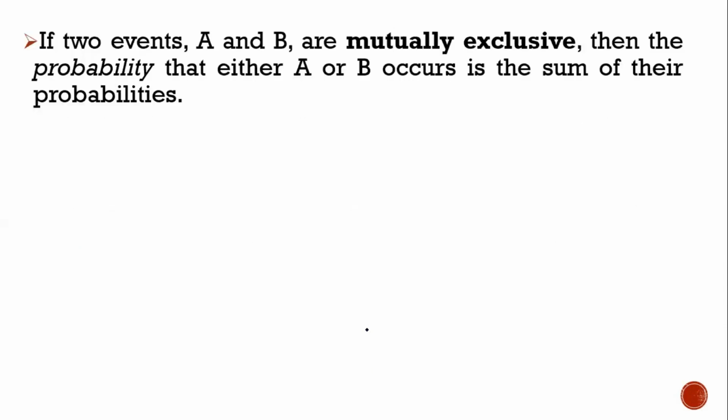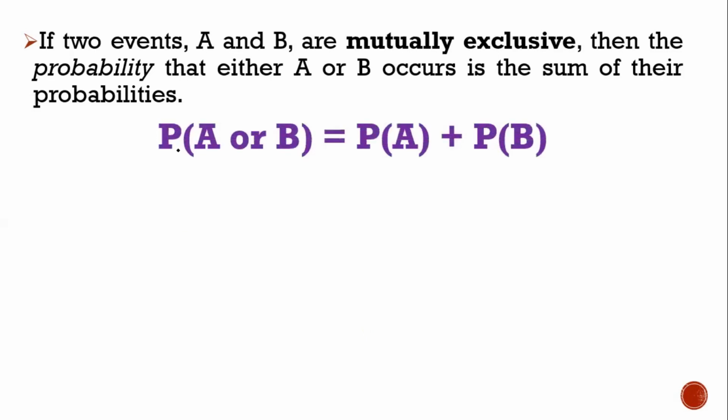So, please try to remember, if two events A and B are mutually exclusive, then the probability that either A or B occurs is the sum of their probabilities. Again, let me show it to you. The probability of A or B is equal to the sum of their probabilities, probability of A plus probability of B. This one is for mutually exclusive events.